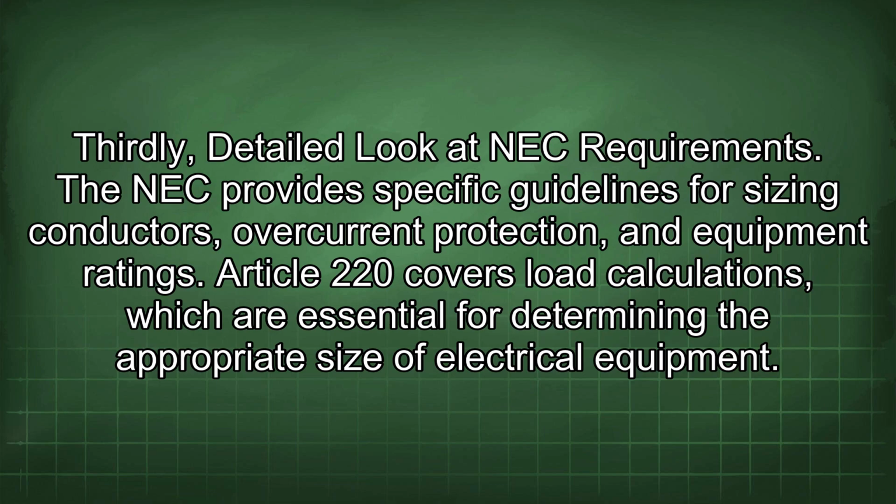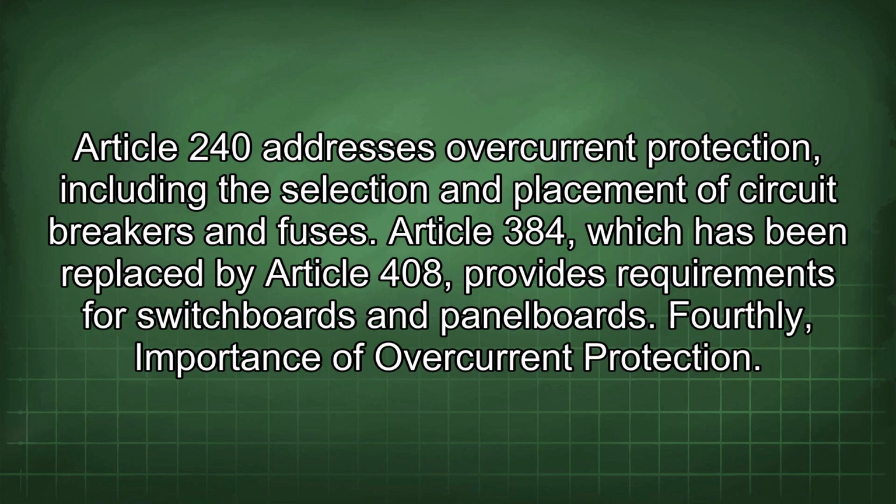Thirdly, a detailed look at NEC requirements. The NEC provides specific guidelines for sizing conductors, overcurrent protection, and equipment ratings. Article 220 covers load calculations, which are essential for determining the appropriate size of electrical equipment. Article 240 addresses overcurrent protection, including the selection and placement of circuit breakers and fuses. Article 384, which has been replaced by Article 408, provides requirements for switchboards and panel boards.